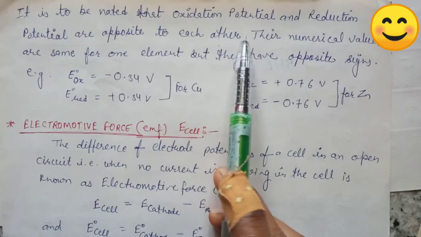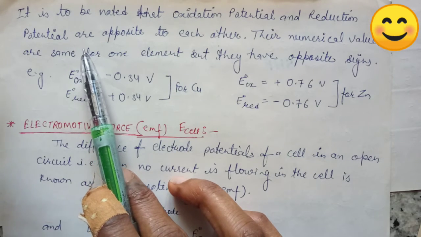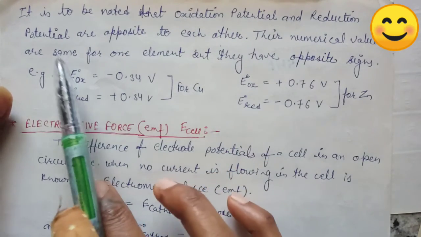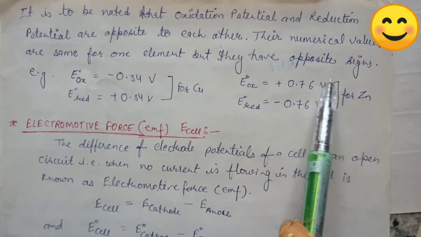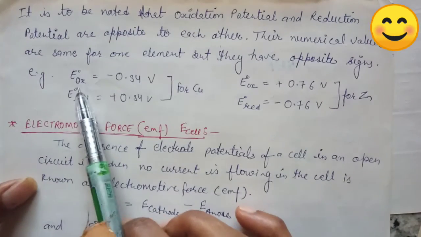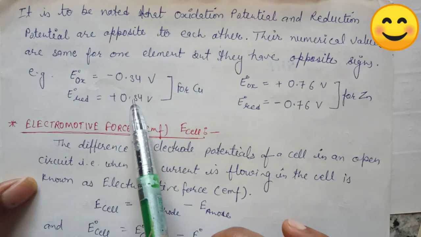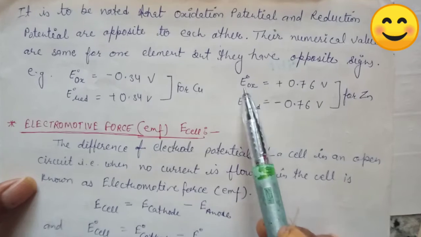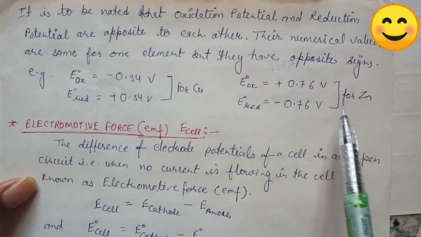Oxidation potential is produced due to the oxidation process, while reduction potential is produced due to the reduction process. So these are opposite to each other, but their numerical values are the same for one element. The numerical value is the same, but their signs are opposite. For example, for Cu, the oxidation potential is minus 0.34 volt, while E reduction is plus 0.34 volt. Only the sign changes. Same for Zn: E oxidation is plus 0.76 volt, while E reduction is minus 0.76 volt.